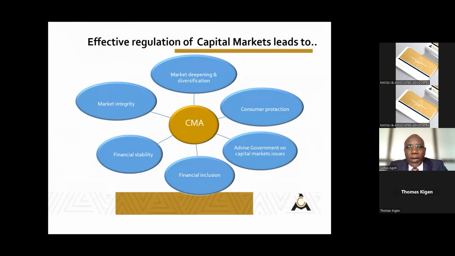Now, a quick one around CMA regulation. You can see it facilitates all those: market integrity, market deepening and diversification, consumer protection, advice to government on capital markets issues, financial inclusion, financial stability, market integrity. These are the regulators. So for a regulator, this is what it is supposed to be doing.